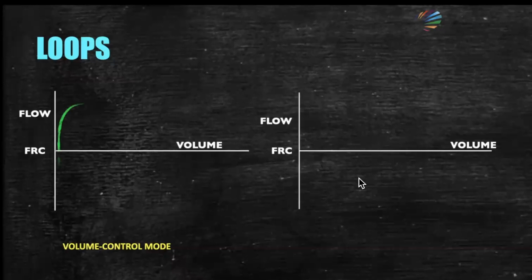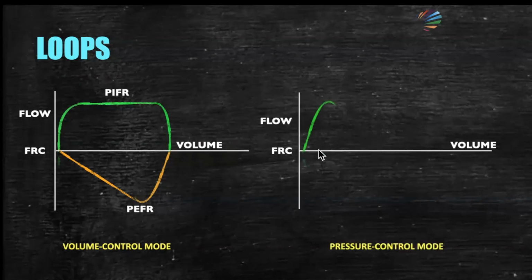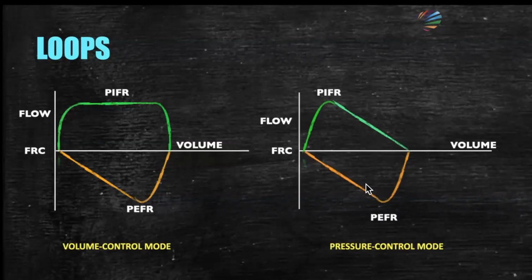Coming to flow loops, this is a loop of volume control mode because as we discussed already, in volume control mode, there is a constant flow. The flow remains constant throughout the inspiration. That is why it is flat at the top. The expiration in both pressure control and volume control has a decelerating flow. So it will remain the same. But in volume control mode, the inspiration will have a flat top, while in pressure control mode, you will see a decelerating flow during inspiration and also decelerating flow during expiration. So this is how you differentiate the flow volume loop between pressure control and volume control mode.